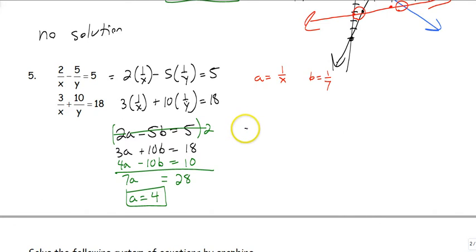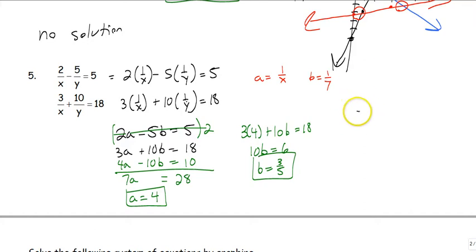3a, 3 times 4 plus 10b equals 18. 10b is equal to 18 minus 12, which is 6. B is equal to 6 over 10. Remember, you divide, the 10 goes under, or 3/5. Now, we're not done yet though. We can't have our answers as a's and b's. We have to have them as x's and y's.